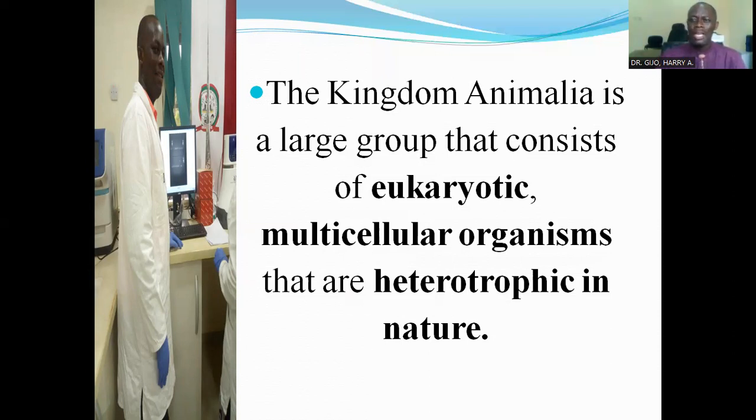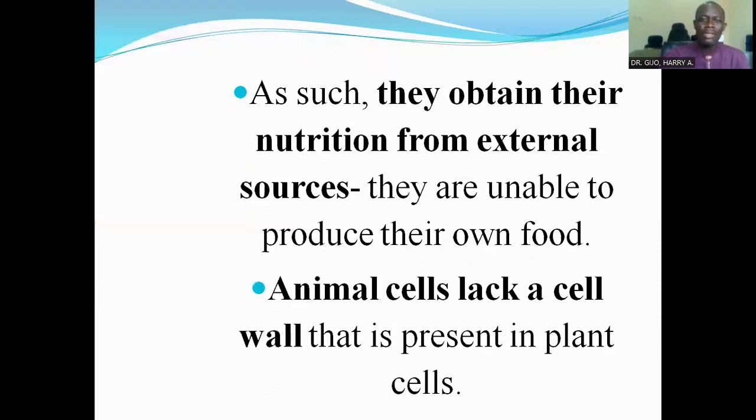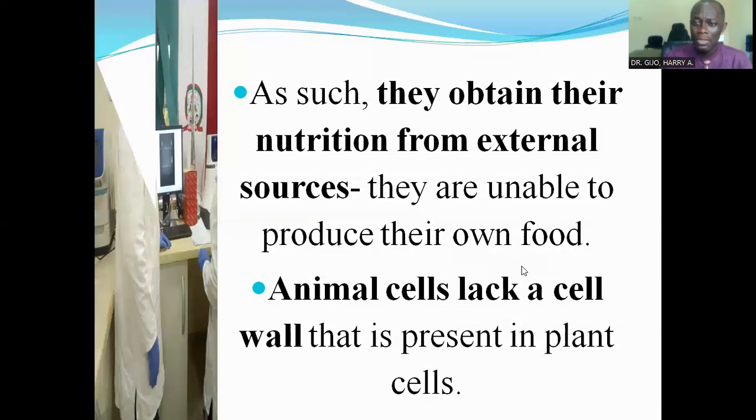So animals are metazoans, while organisms like the amoeba, the paramecium, and many others are protozoans. Animals exhibit heterotrophic nutrition. They are unable to manufacture their own food. As such, they depend on plants for food, and they obtain their nutrition from external sources. They are unable to produce their own food.